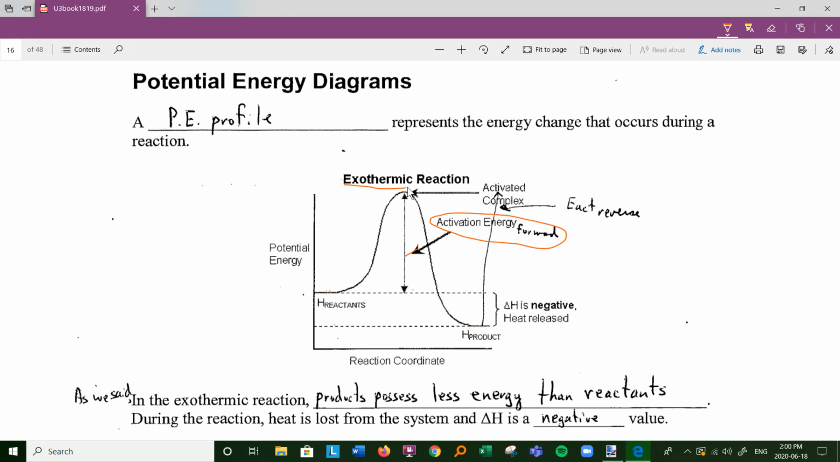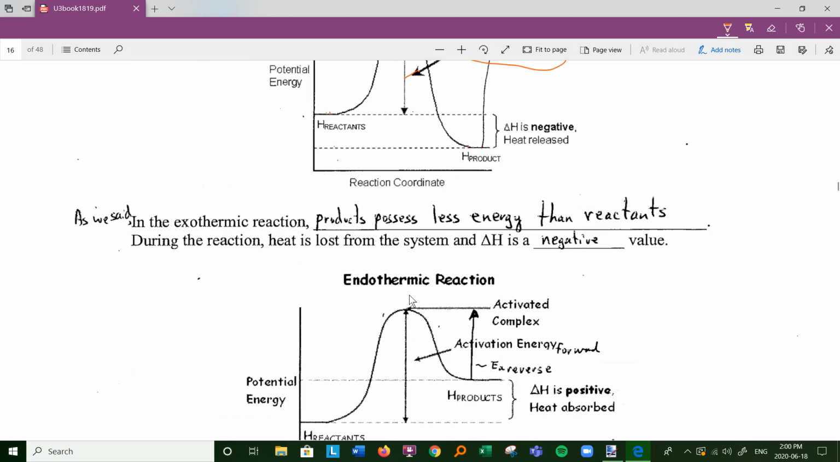The activated complex lives at the top of this curve, and every reaction has a different shape curve. If it's exothermic, the products are always lower than the reactants. How high it goes depends on the activation energy. Okay, so we've said all that.